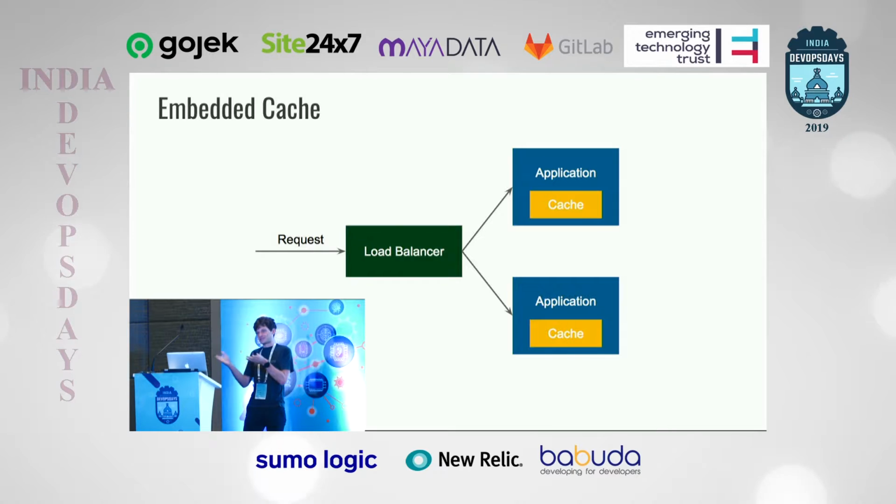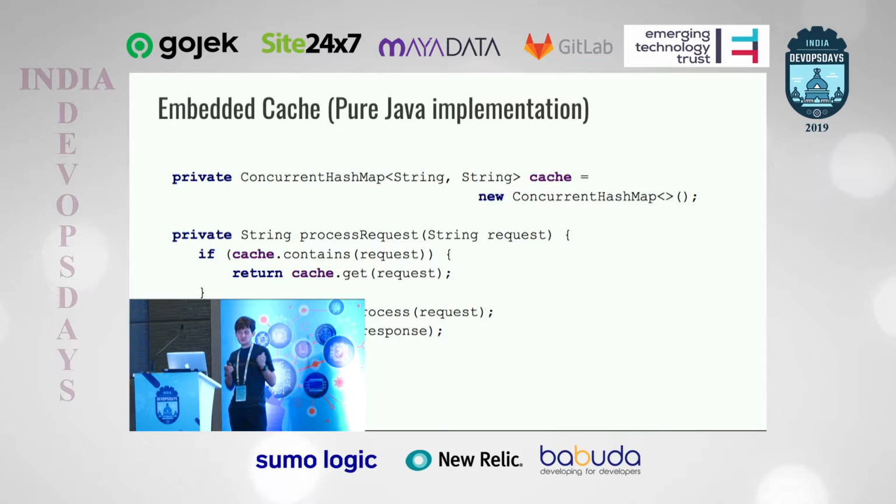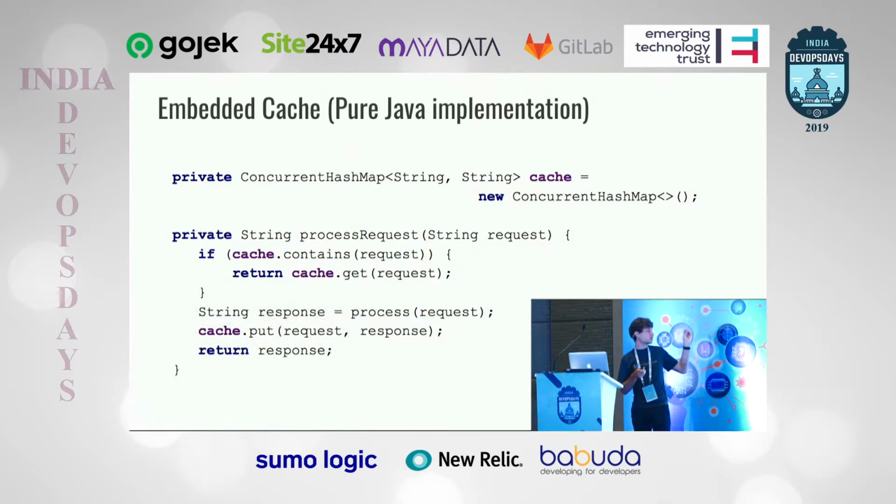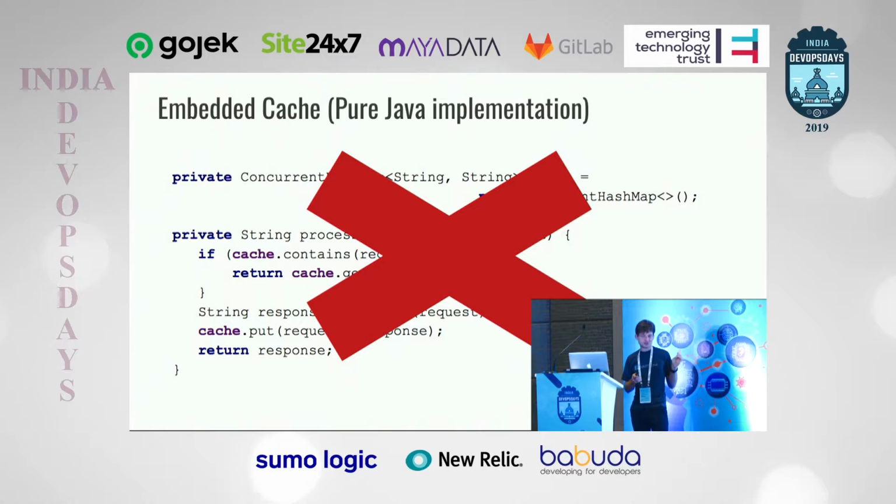This long-lasting business logic can be anything. It can be a database call, it can be some long-lasting calculation, it can be some call to an external service or internal service, anything that is time-consuming. We could implement the embedded cache even ourselves, like in Java we could use a concurrent hash map. Exactly the algorithm I just described: we get the request, we check if cache contains the request, return if it contains, if not, we do some processing, put the response into cache and return the response. That could be our cache, but please don't do it.